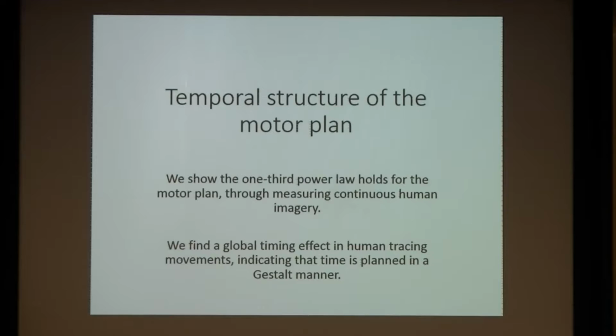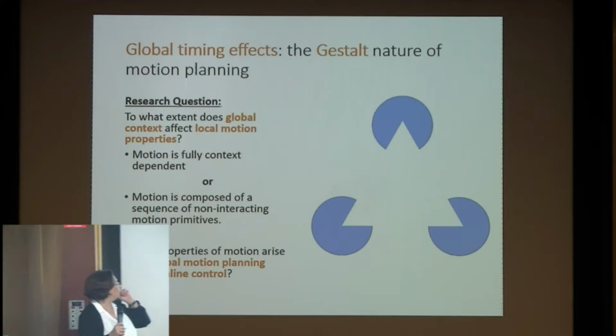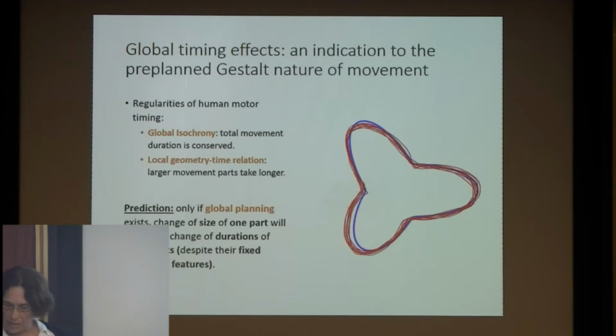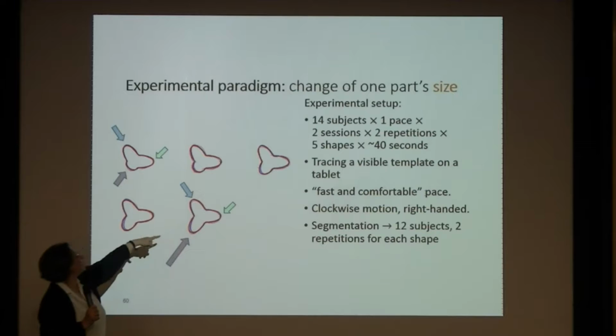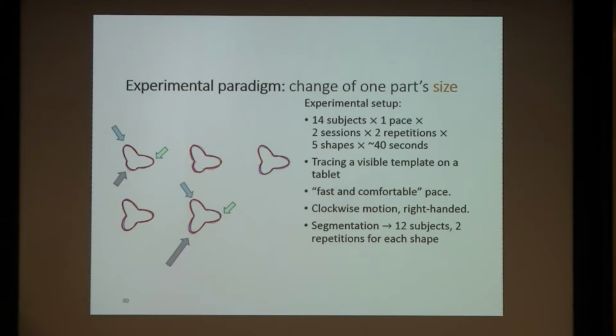So with Matan Karlinsky, who is my postdoc, was my PhD student before. First, we wanted to see what happens if we do a complicated trajectory made of several pieces, how independent are the different pieces in planning the trajectory. And then we wanted to move to the question, how do you select duration for the entire trajectory? So we have people drawing this drawing, which is made of three pieces of ellipses. And we wanted to see what happens if we keep two segments at the same constant size, and only one part is growing larger. So this is larger or smaller. You change only one segment, and then you see what's happening with the timing of the different segments.